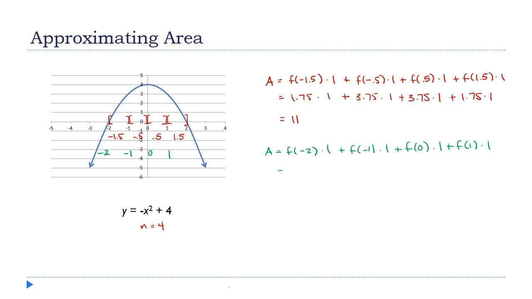Let's see if we can do this real quick. F of -2 is 0. That's the x-intercept. F of -1 is 3. F of 0 is 4. And f of 1 is also 3. So this is 0 plus 3 plus 4 plus 3. That's 10. It's even lower. It's making me think, I mean, we got an even better approximation that way.